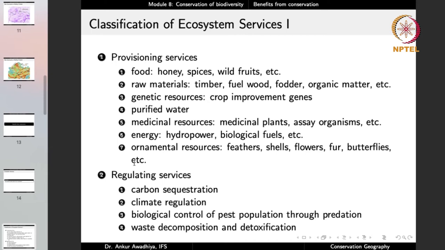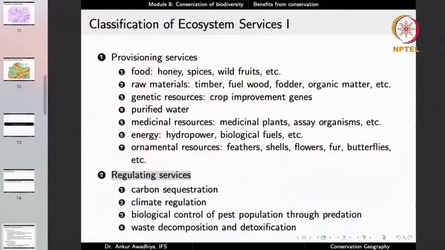At the same time, they also provide a large number of regulating services, which means that they regulate something. Now, ecosystems regulate things like the concentration of carbon dioxide in the atmosphere, because they perform carbon sequestration. And through carbon sequestration, they remove carbon dioxide from the atmosphere and they add it in the form of biomass into their own bodies. In this way, they help reduce the impacts of global warming.